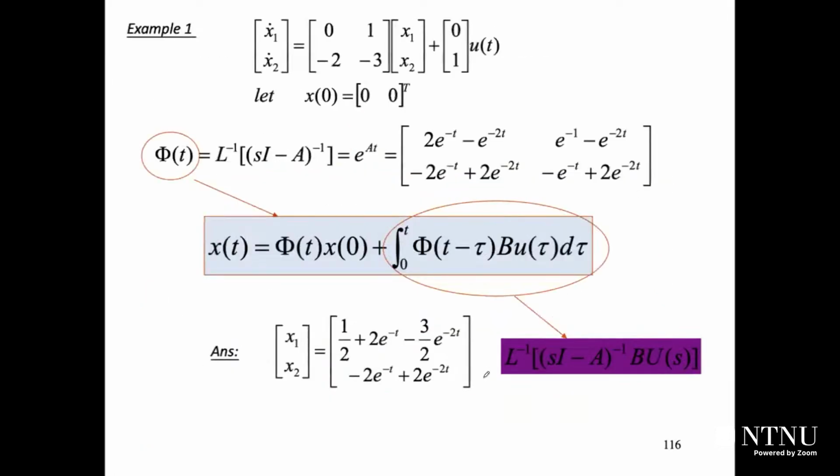We have here an example. We have the state space representation x dot equal Ax plus Bu, with the initial conditions equal 0. We will start by finding the state transition matrix. It will be the inverse Laplace transform of (sI minus A) inverse, which is exponential At. This is the A matrix.